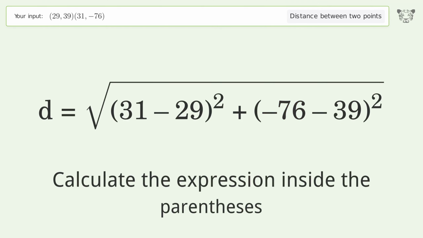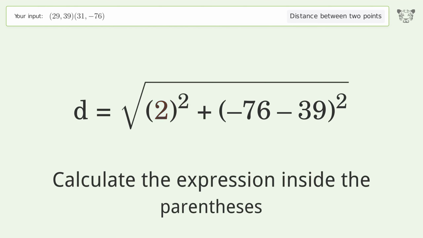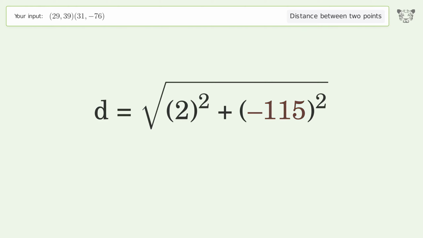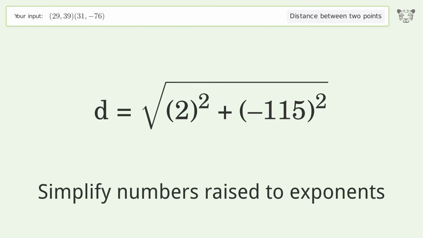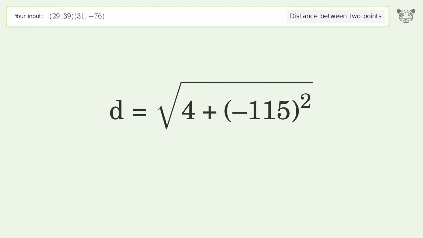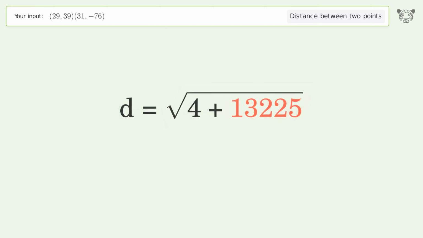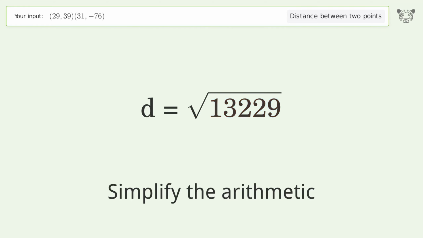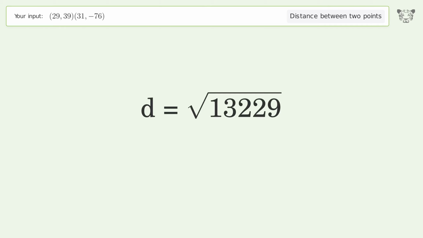Calculate the expression inside the parentheses. Simplify numbers raised to exponents. Simplify the arithmetic. And so the distance between the 2 points is the square root of 13,229, or 115.017.